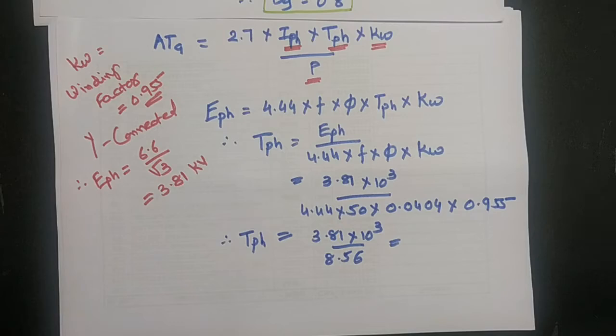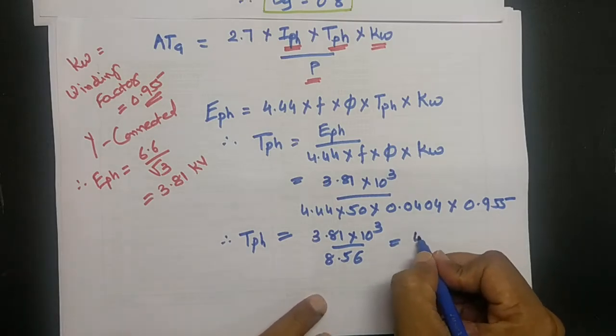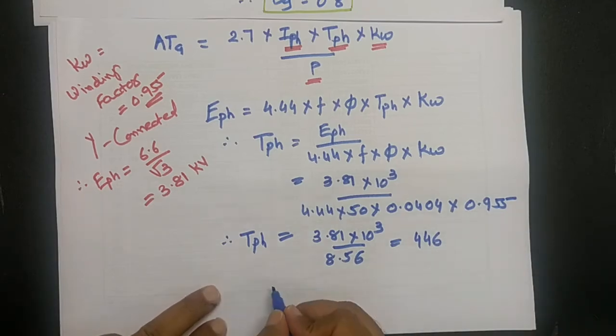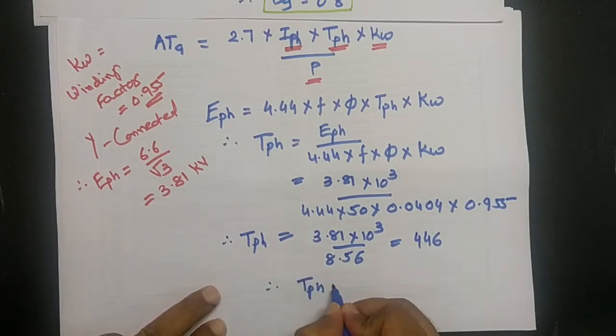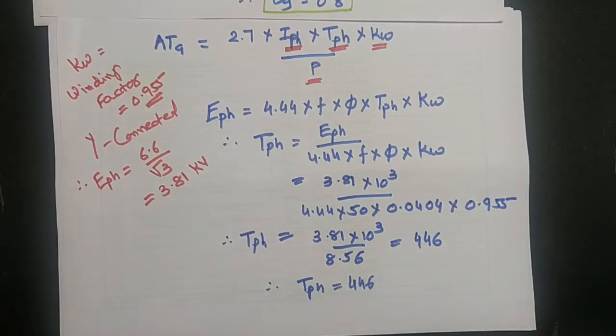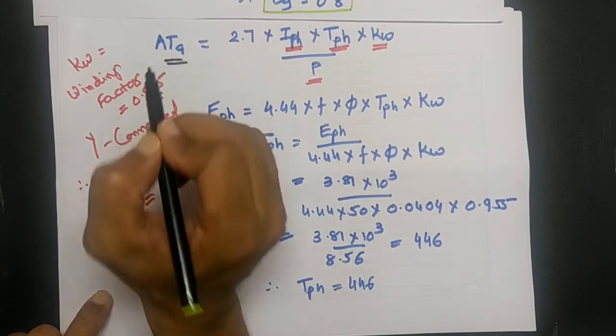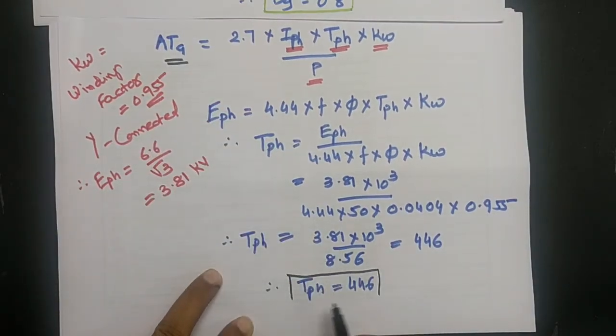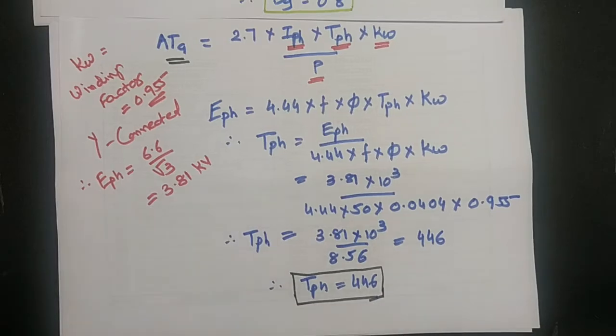So 3.81 divided by 8.56 and multiplied by 10 raised to 3. So it comes to 445. So turns per phase is 445, or we can take 446, and therefore turns per phase is 446. So one of the quantities required to calculate ampere turns for the armature we have calculated, that is 446.